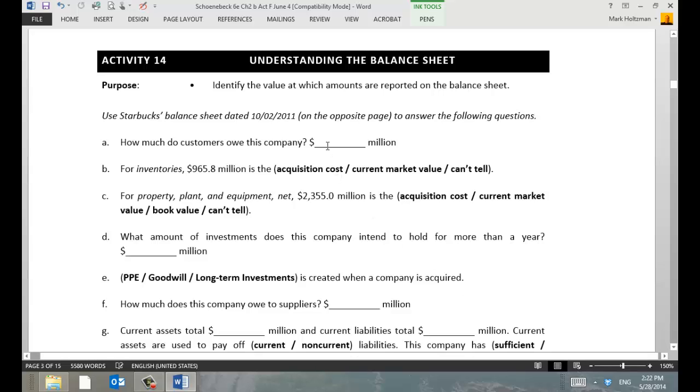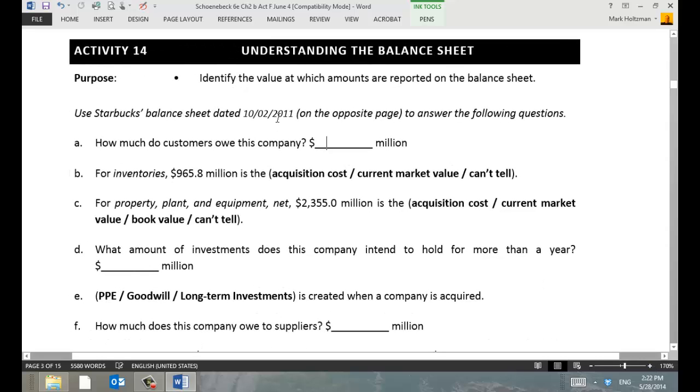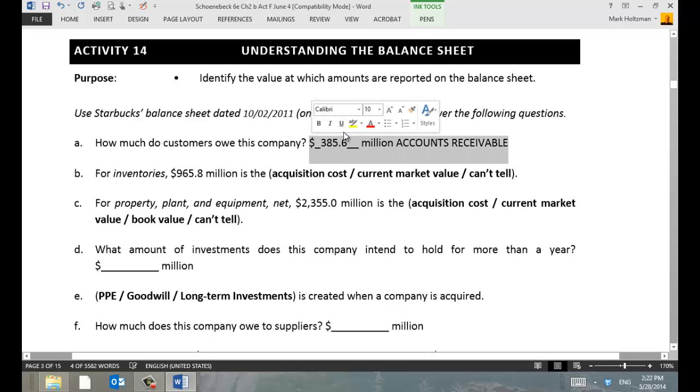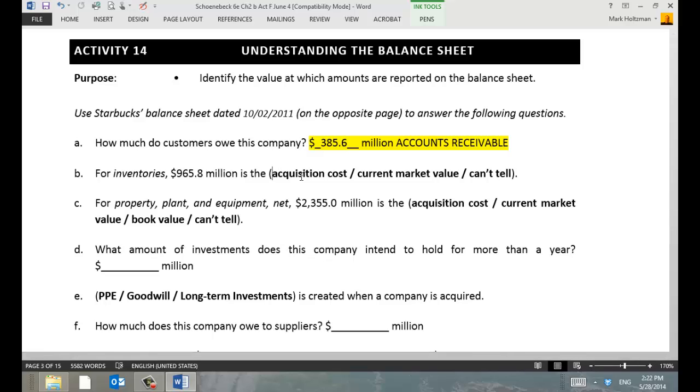How much do customers owe this company? Yeah, $385.6 million. And where did you find that? Yeah, that's accounts receivable. And for inventories, $965.8 million. Is it acquisition cost or current market value?